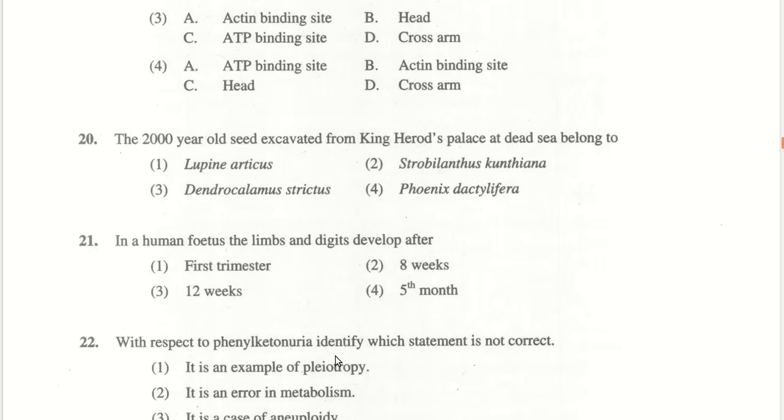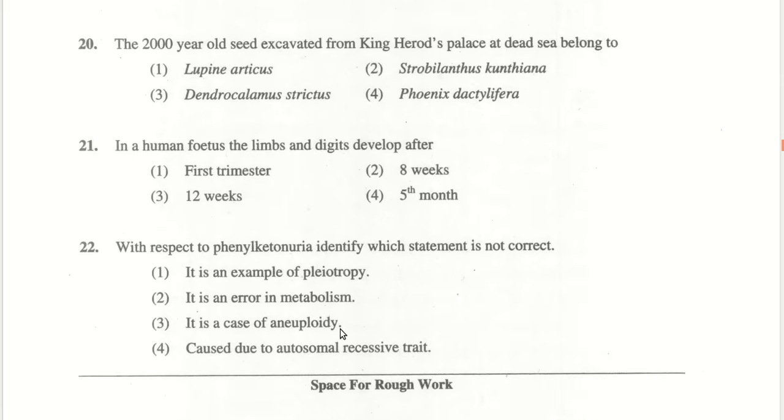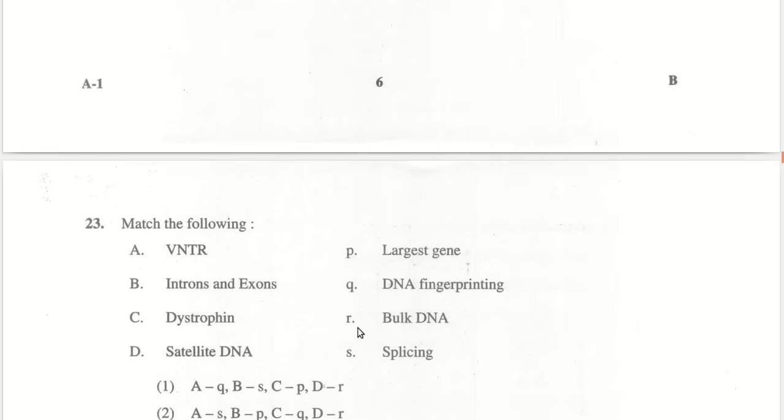22nd, with respect to phenylketonuria, identify which statement is not correct. It is a case of aneuploidy, that is an incorrect statement, whereas it is an example of pleiotropy. PKU, or phenylketonuria, is an example of pleiotropy. It is an error in metabolism. It is caused due to an autosomal recessive trait. These are all correct statements. The incorrect statement is that it is a case of aneuploidy, or imbalanced set of chromosomes. For the 22nd, the wrong statement is the third one.